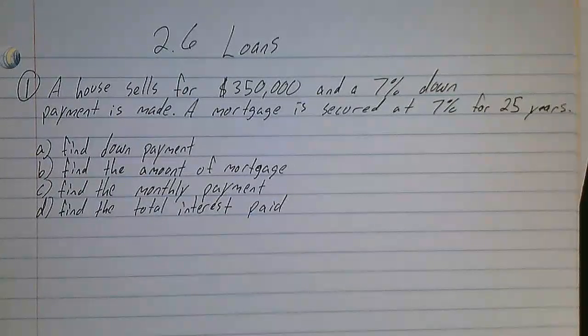In problem 1, a house sells for $350,000 and a 7% down payment is made. A mortgage is secured at 7% for 25 years. So, it's a 4-part question. Find the down payment, find the amount of the mortgage, find the monthly payment, and find the total interest paid.